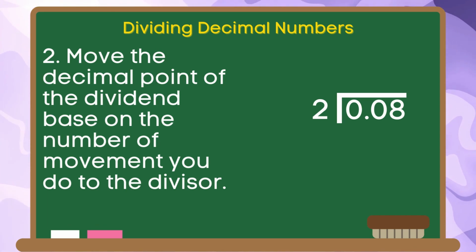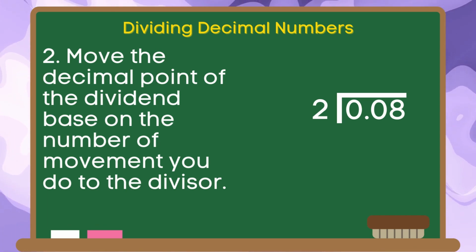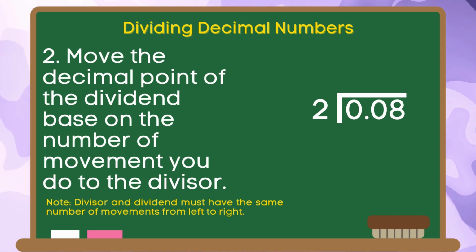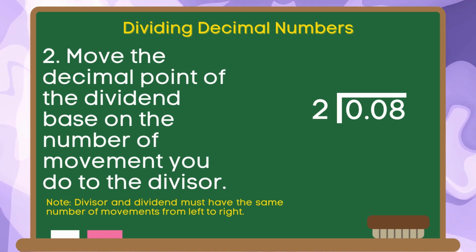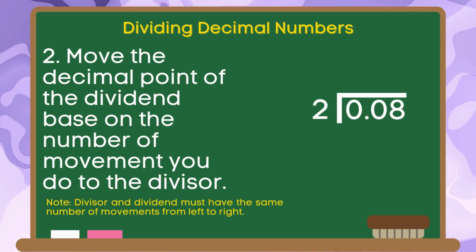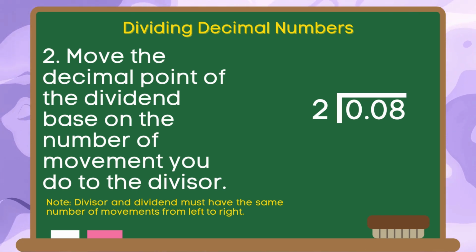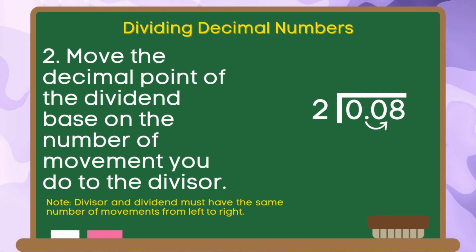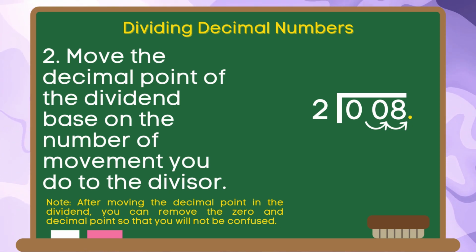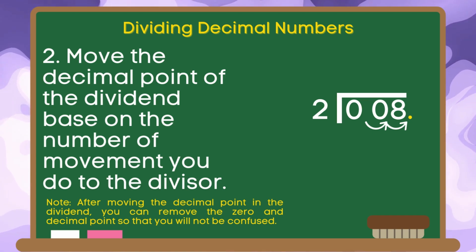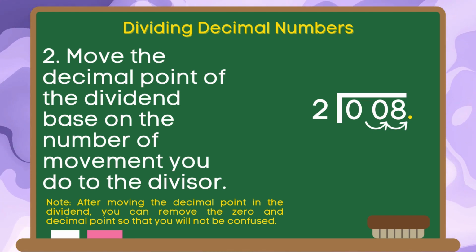Step 2. Move the decimal point of the dividend based on the number of movements you do to the divisor. Remember, the divisor and the dividend must have the same number of movements from left to right. Since we move 2 decimal places to our divisor, we are going to move 2 decimal places to our dividend. 1, 2. Remember that after moving the decimal point in the dividend, you can remove the 0 and the decimal point so that you will not be confused.